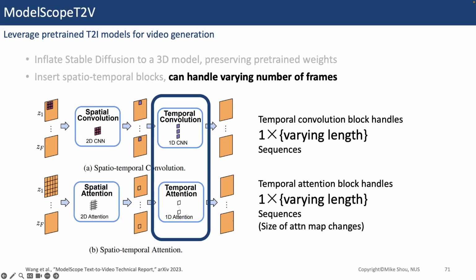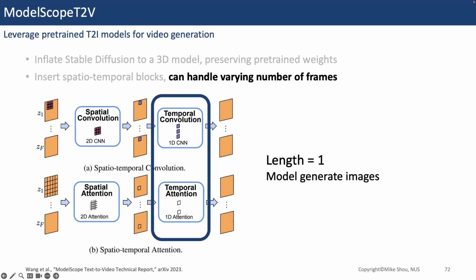And one interesting aspect of this work is its ability to handle a various number of frames. This is possible because both the temporal convolution and the attention layers are designed to be variable in length. The benefit of this variable length is that it can be set to one in some cases. When the temporal length is set to one, the model effectively reduces to an image generation model. So this allows the model to be trained on both images and videos.